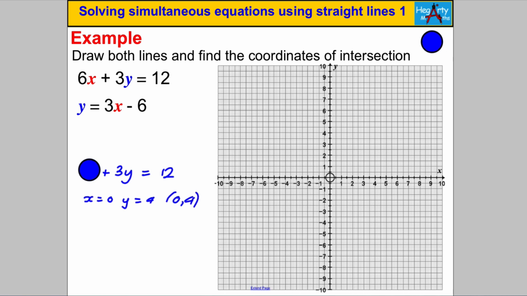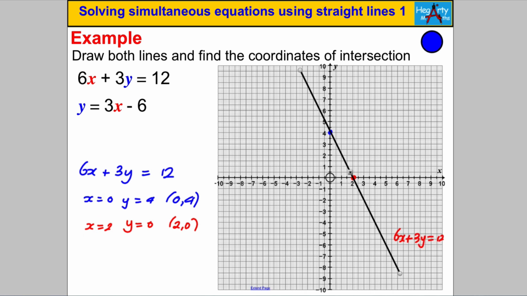And similarly, I could work out what x is when y is 0. If y was equal to 0, 6x is 12, x would be equal to 2. So it goes through 2, 0. So I've quickly found 2 points that graph goes through. It goes through 0, 4, and it goes through 2, 0. That's all I need to draw my straight line. 6x add 3y is equal to 12.